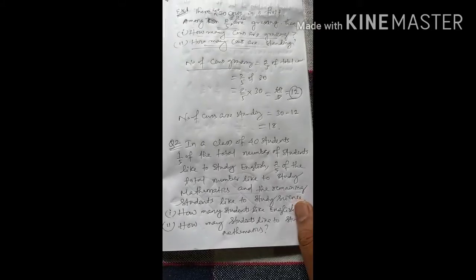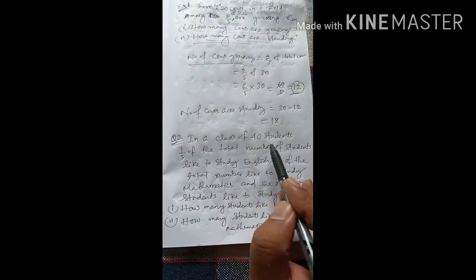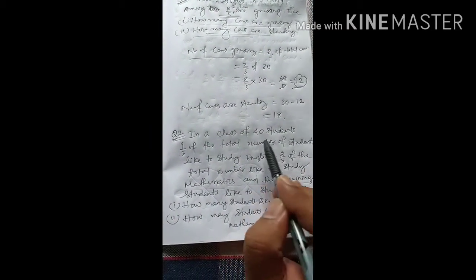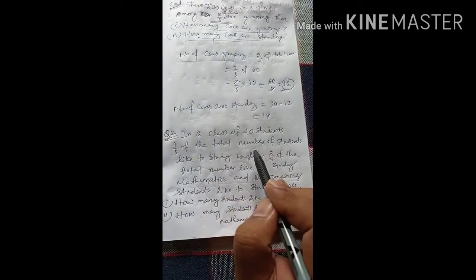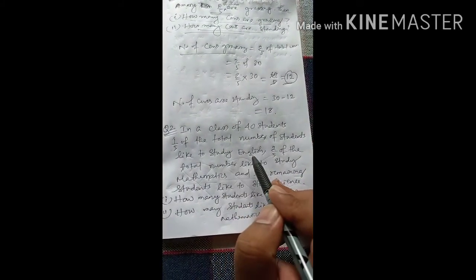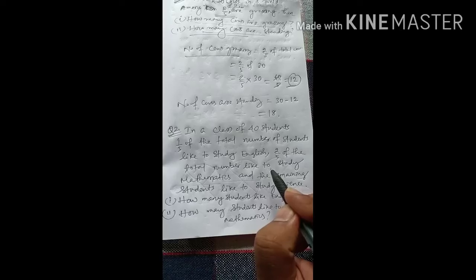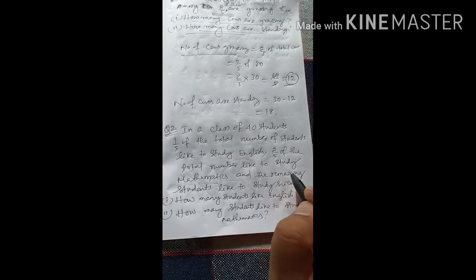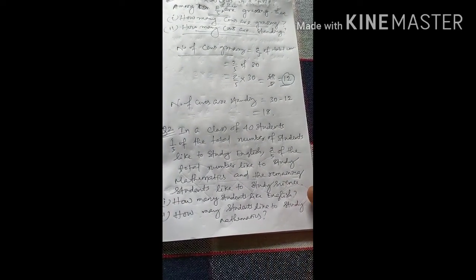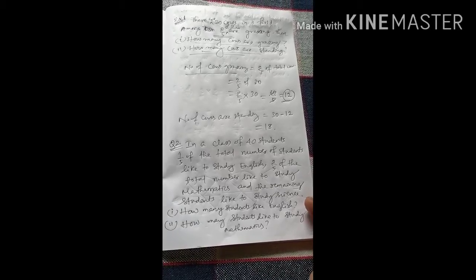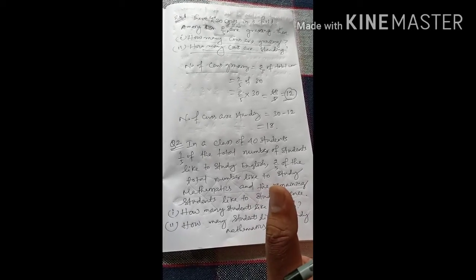So students, here the question is: in a class of 40 students, 1 by 5 of the total number of students like to study English, 2 by 5 of the total number of students like to study mathematics, and the remaining students like to study science. So first of all we have to understand the question properly.